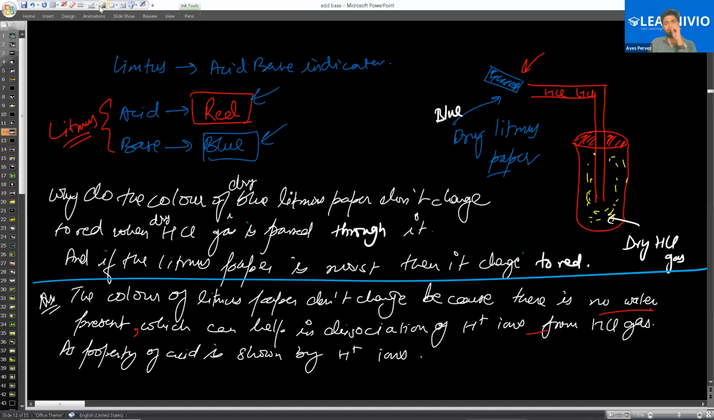Write this question first of all, and then write the answer. The color of the litmus paper does not change because there is no water present. Take your time. It is an easy question, okay? But the questions are important. That's why you need to write in your notebook. Because there is no water present, which helps in the dissociation of H plus ion. Because water helps in the dissociation of H plus ion from HCl gas.